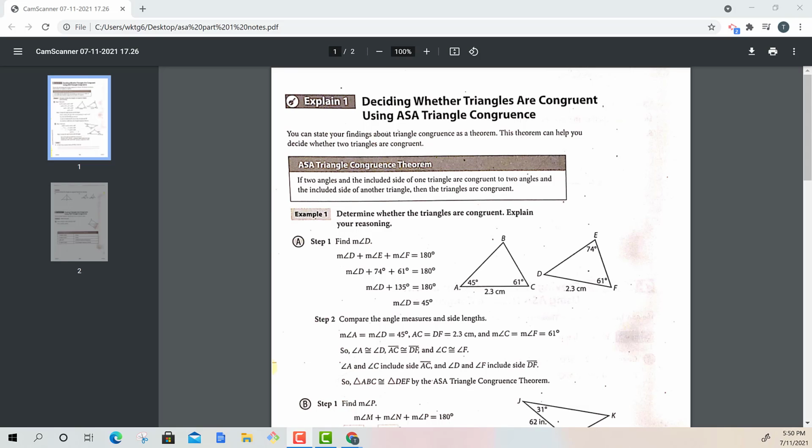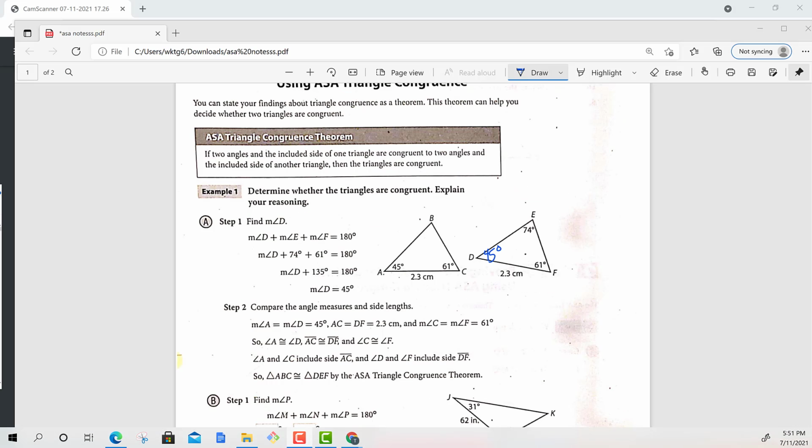We've talked about the triangle sum theorem. There's 180 degrees inside the triangle. So if we know angle E is 74 and angle F is 61, we add those together and get 135. So that means angle D is whatever's left over to add to that 135 to get to 180. We subtract 135 from both sides. The measure of angle D is 45. And the whole reason for doing this is now we have two congruent angles amongst these two triangles.